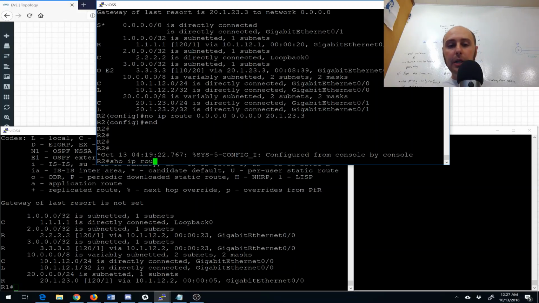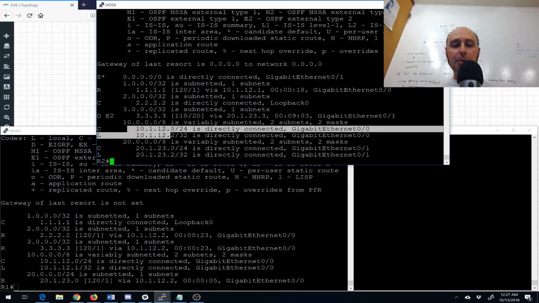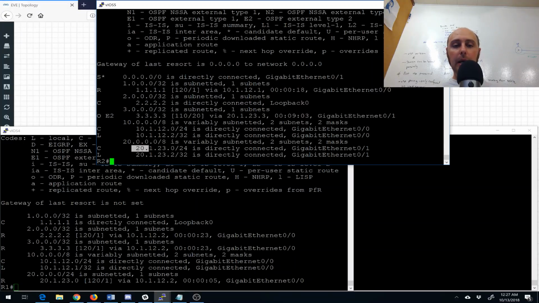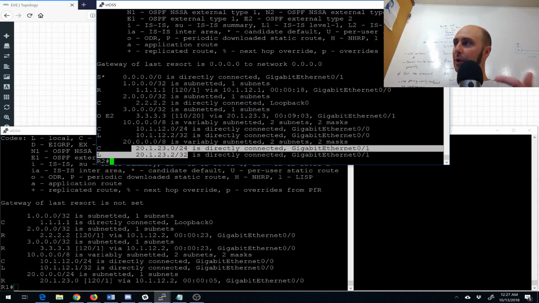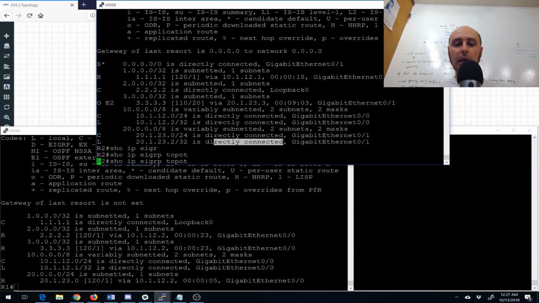From router 2, again, what I wanted to say was router 2 doesn't see any of its upstream links or downstream links as their routing protocol. Instead, it sees them as connected. And I think that's the difference, right? It's all on router 2's decision.